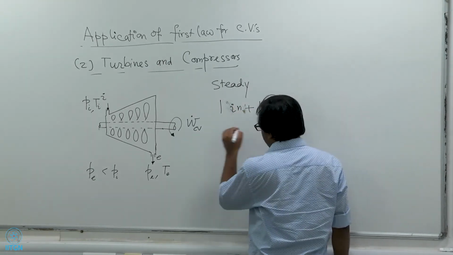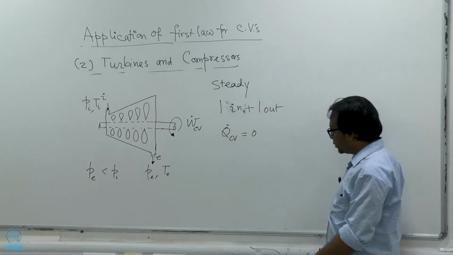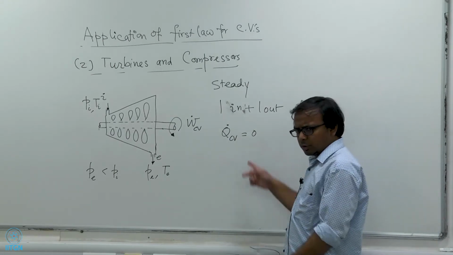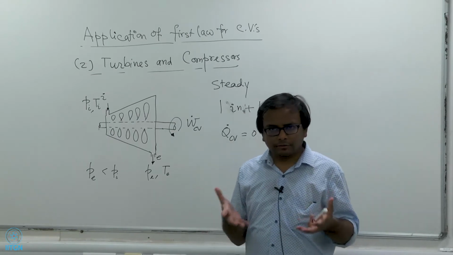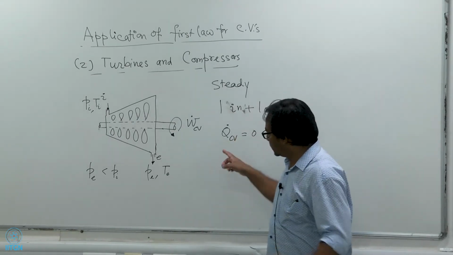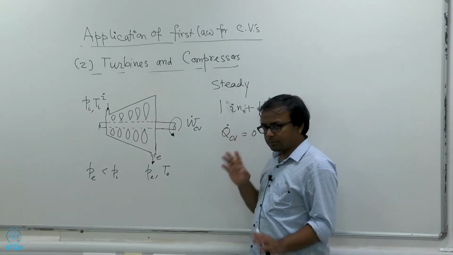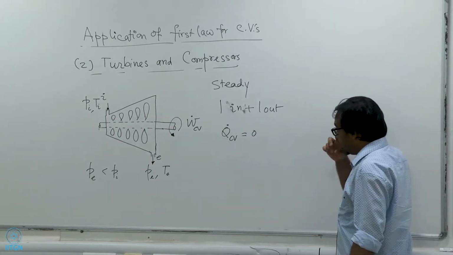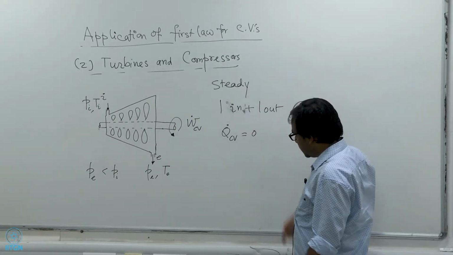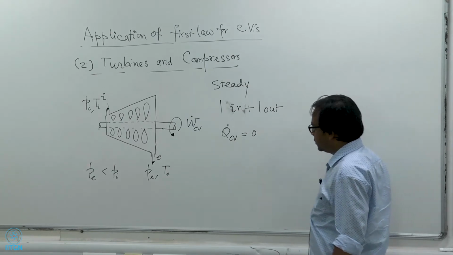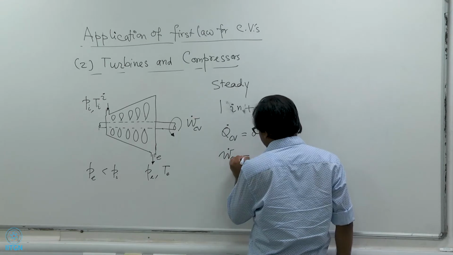and we will consider the turbine to be insulated, which means there is no heat transfer to the turbine. This is usually true. These turbines are inside casings, and usually very well insulated from the surroundings. So this is a reasonably good approximation, and it holds reasonably well in the real world. So you have steady state, one inlet plus one outlet, and the rate of heat transfer is 0, but you know that the work output is not 0, right.